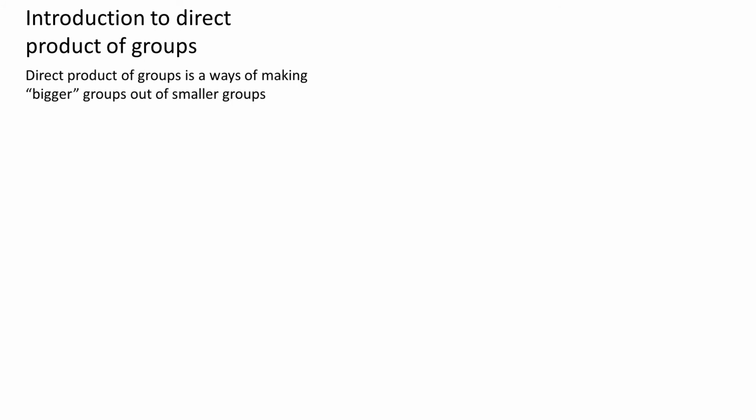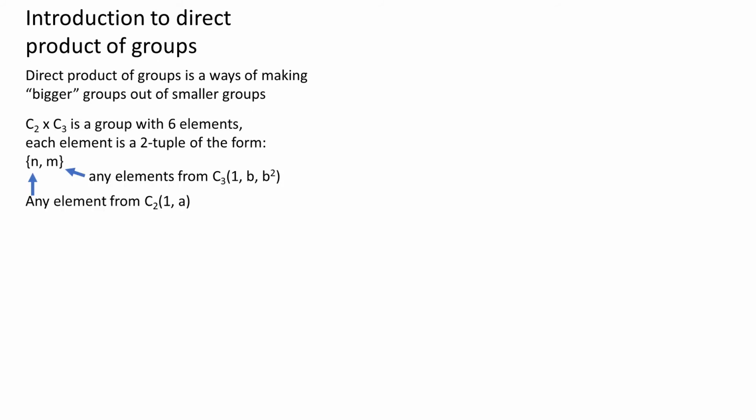Next, I would like to introduce you to direct product of groups. For now, we can think of direct product as a way of making bigger groups out of smaller groups. Let's construct direct product C2 cross C3. This group has 6 elements. Each element is a 2-tuple of the form NM. N can be any element from C2, and M can be any element from C3. So you can see there are 6 possibilities.